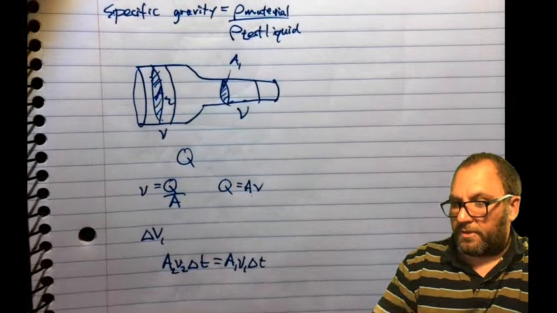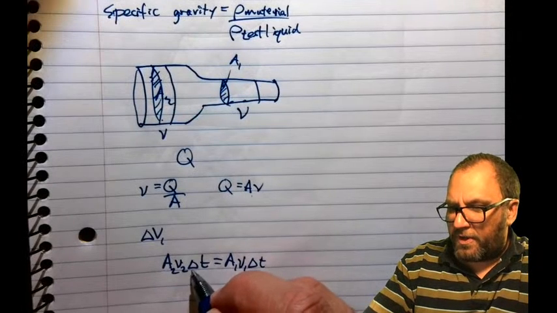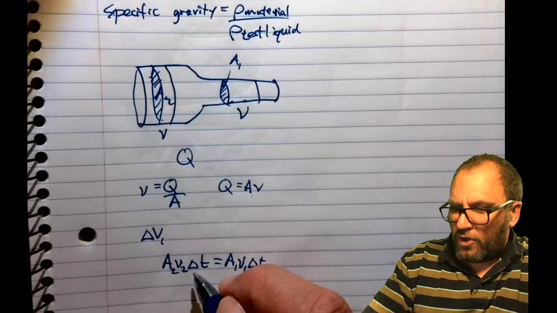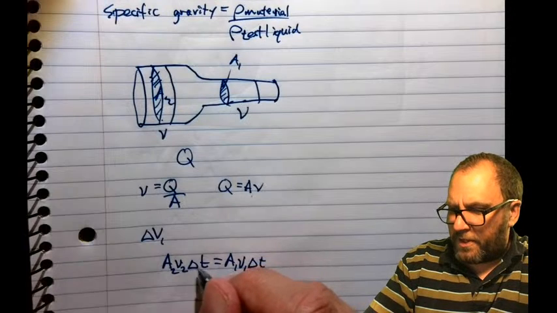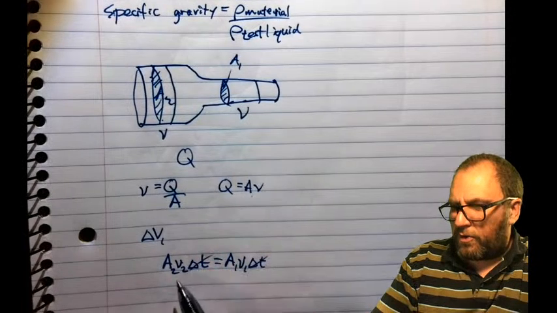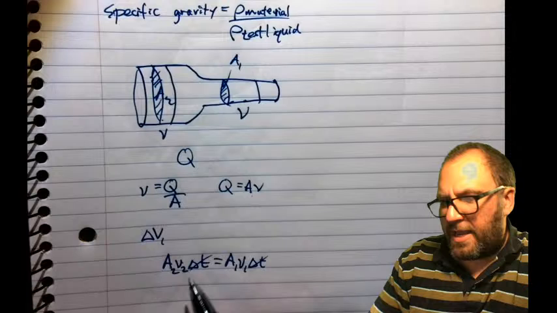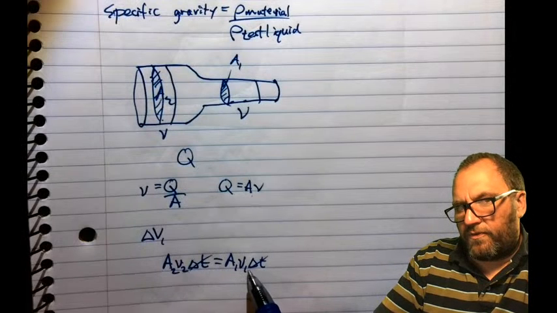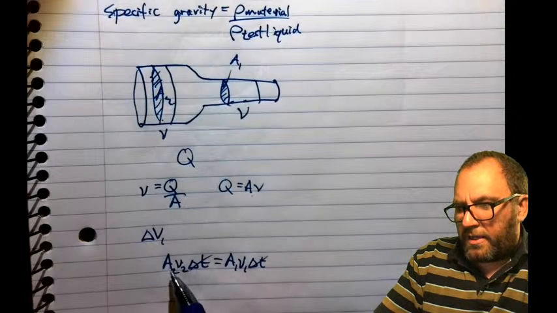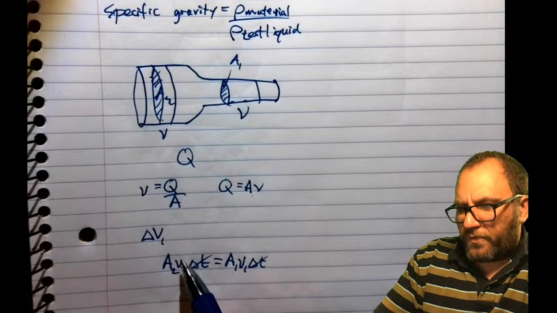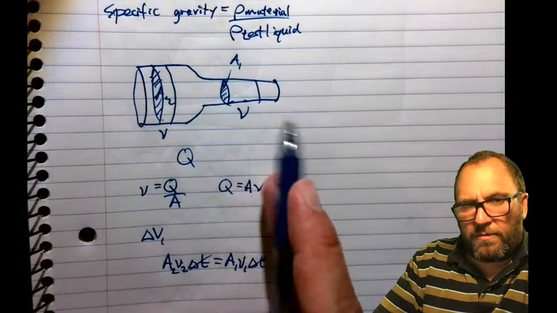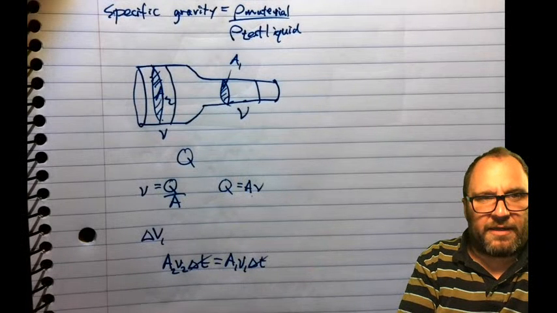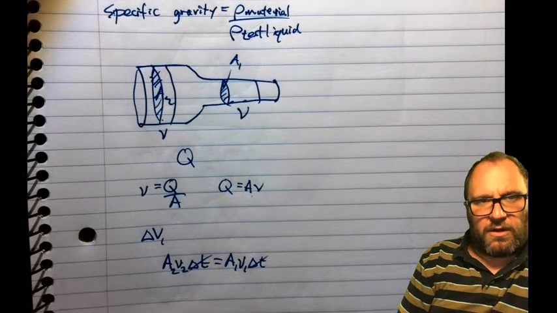Okay, so for this one, during this time period, we'll get rid of our time here. We'll cancel our times, and so we will have A2 times V2 is equal to A1 times V1. So if I know my area and my velocity over here, I can solve for my new velocity over here. Okay, so let's take a look.